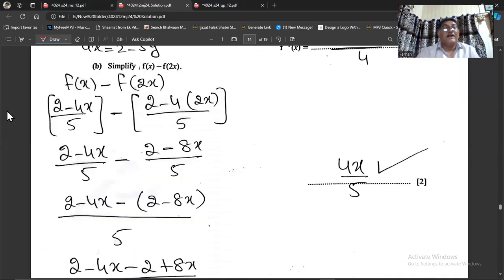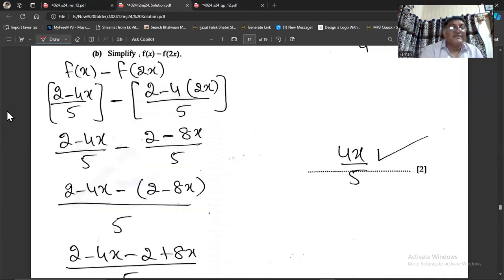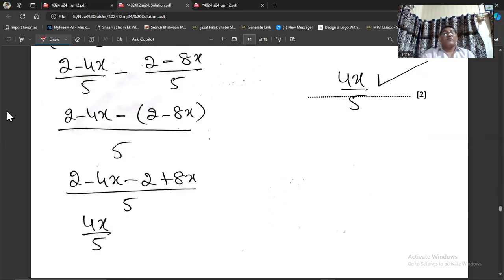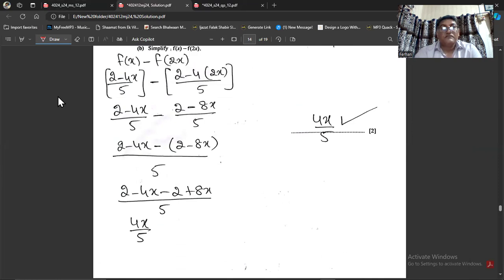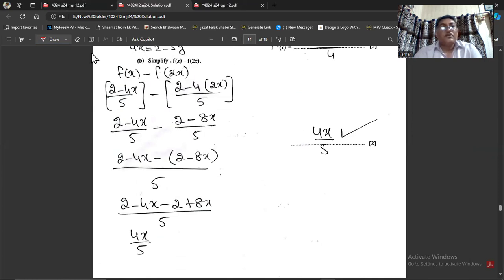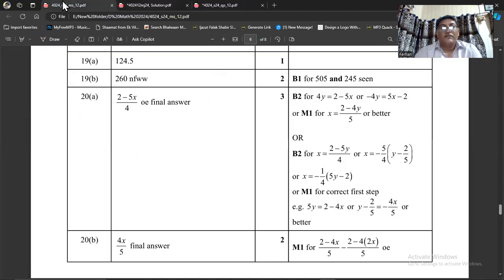So what will happen? You will have 2 minus 4x divided by 5 minus 2 minus 8x divided by 5. Because the denominators are the same, we will have a single denominator. So you will have 2 minus 4x minus bracket 2 minus 8x bracket close, the whole thing divided by 5. So it will be 2 minus 4x minus 2 plus 8x, the whole thing divided by 5. Then you are left with 4x only, divided by 5. So my answer is 4x divided by 5. So let's check. 4x by 5.